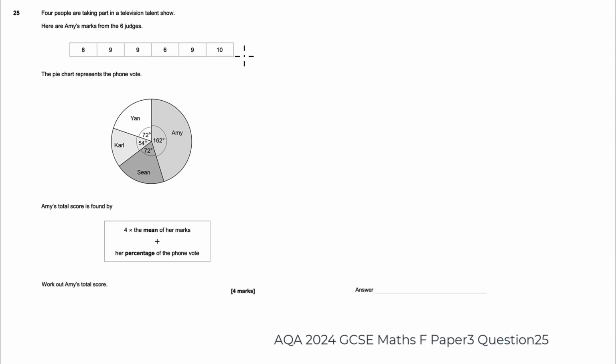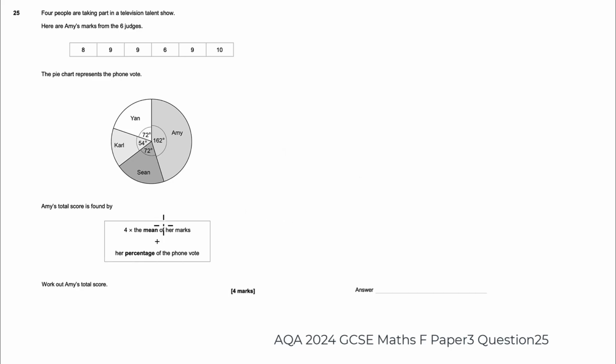She was awarded 6 marks. There's 6 judges. Each judge gives her a mark, probably out of 10 by the looks of it. So it's 4 times the mean of her marks plus her percentage of the phone vote. And we're given information about the phone vote in the form of this pie chart, where you're told the degrees of each of the slices of the circle.